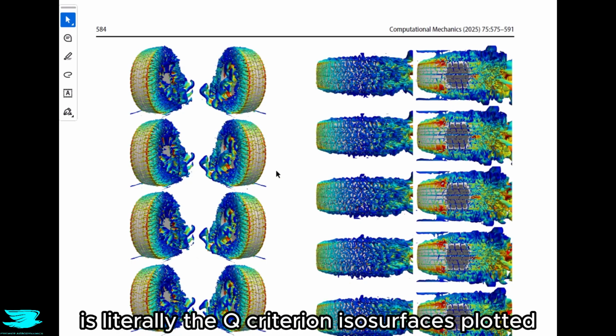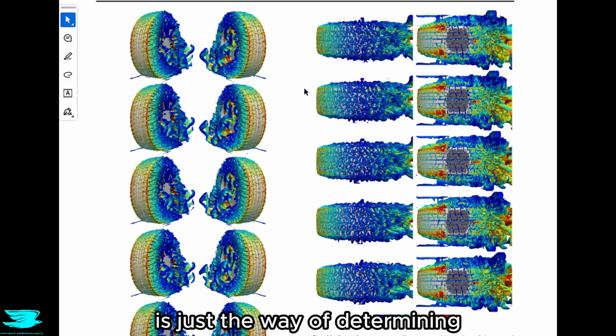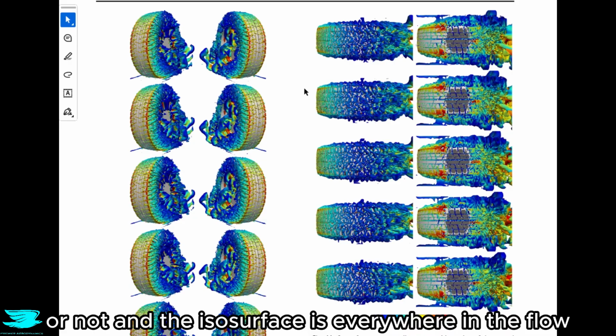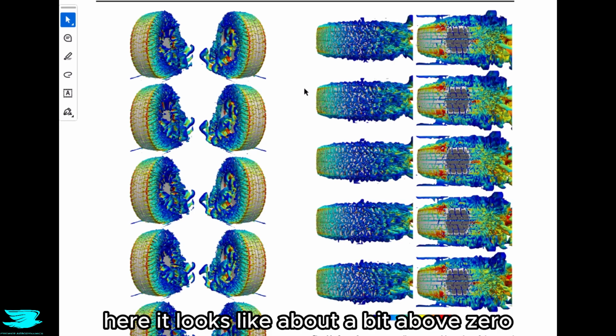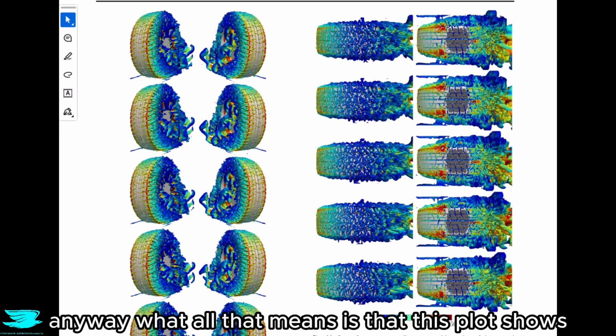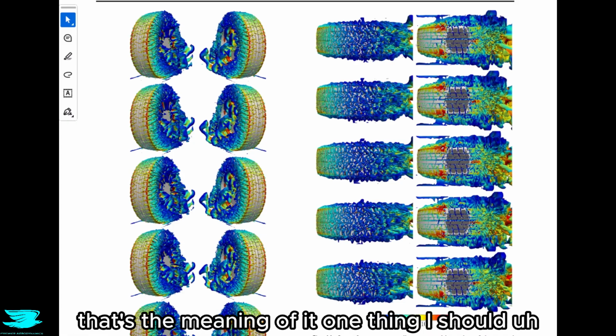This is literally the Q-criterion isosurfaces plotted. Q-criterion, for those who don't know, is just a way of determining if a vortex actually exists or not. And the isosurface is everywhere in the flow where the value is equal to or exceeds a certain threshold. Here it looks like a bit above 0. Anyway, what all that means is that this plot shows where vortices are on the wheel. That's the meaning of it.